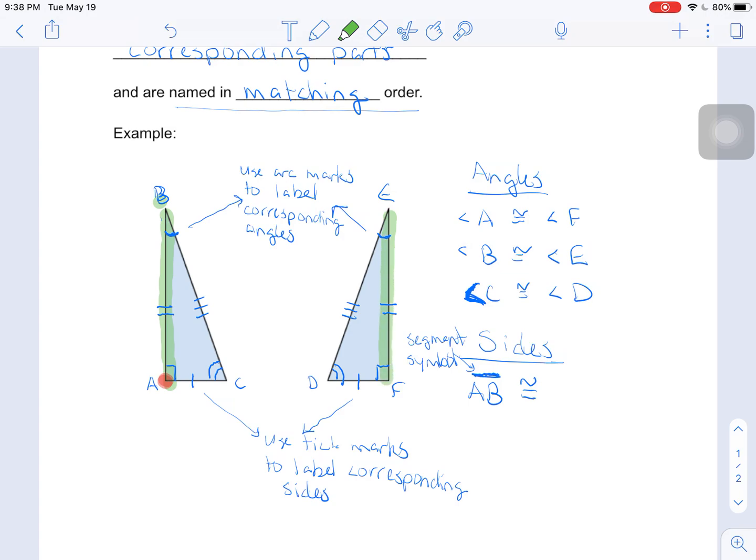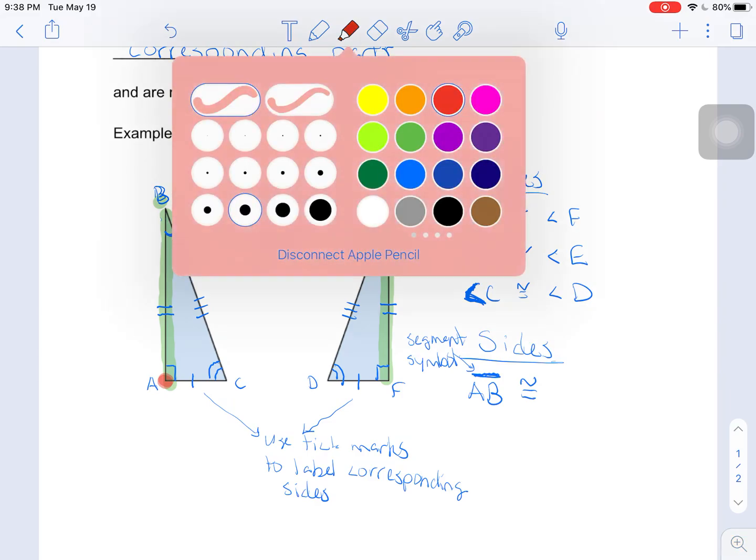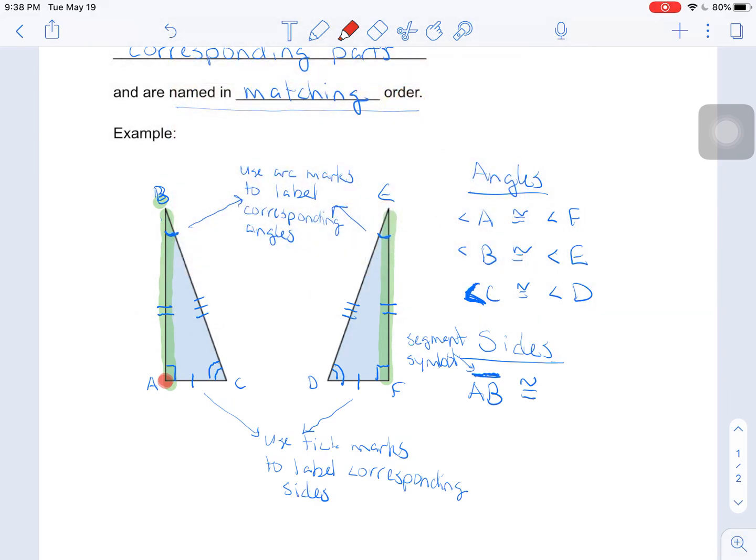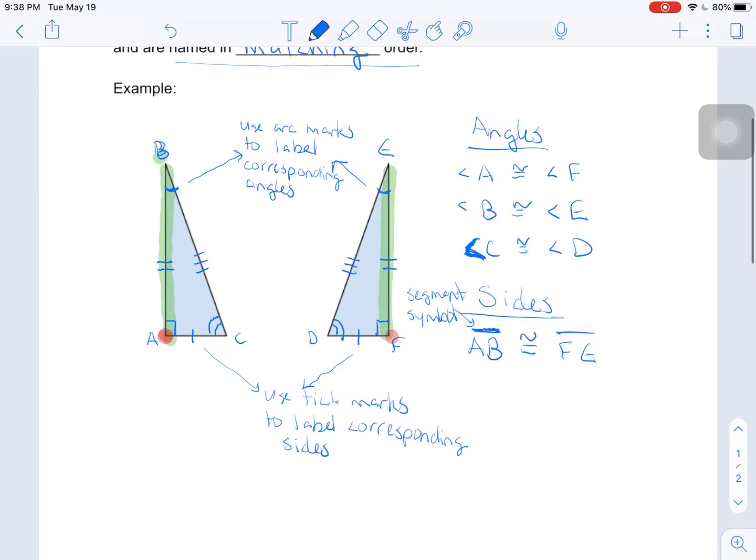So we could call that EF or FE. We want to name it in the same order though. Since AB, we started by naming the right angle first. The other side, we also need to start by naming the right angle first. So that's what we mean by matching order. So AB is not congruent to EF. AB is congruent to FE. So order matters when you are naming congruent sides.